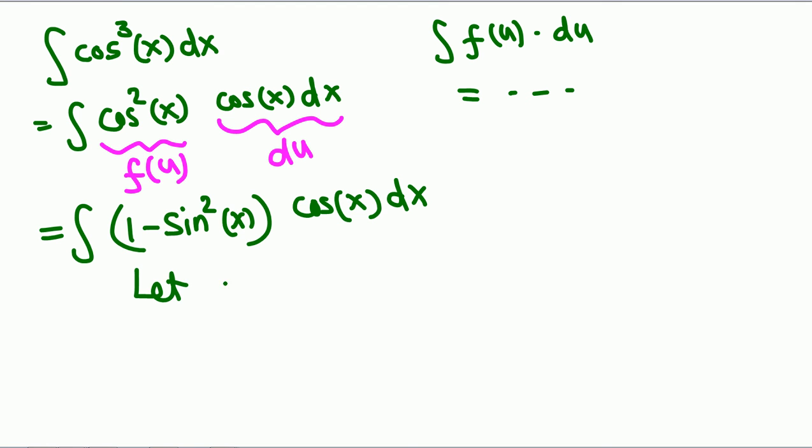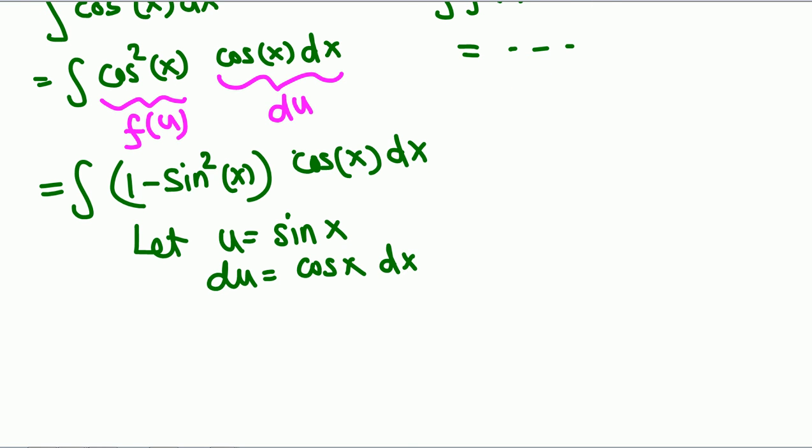Let u be sine x. If u is sine x, then the derivative of sine x is cosine x with respect to x. So this becomes 1 minus u squared, a function of u, and the remaining is cosine x dx, which is du. So this question now reads 1 minus u squared, and the remaining as du.